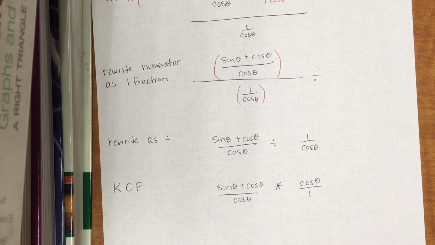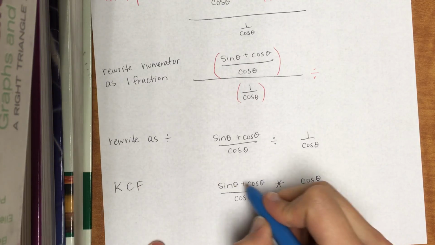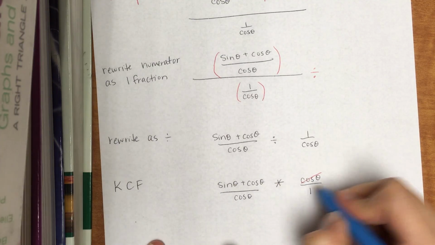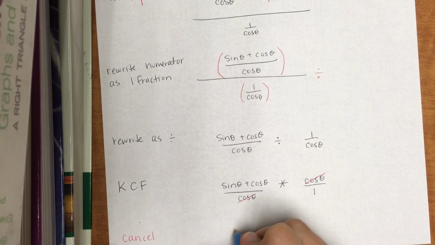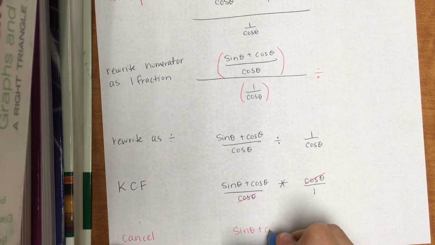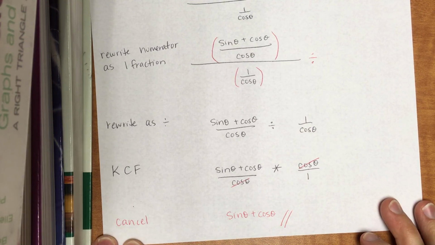And now, as long as it's multiplied, like here, this cosine is multiplied by this whole piece here, I can cancel this with a cosine in the bottom, and I'm left with just sine theta plus cosine theta, which is what I wanted to get. Perfect.